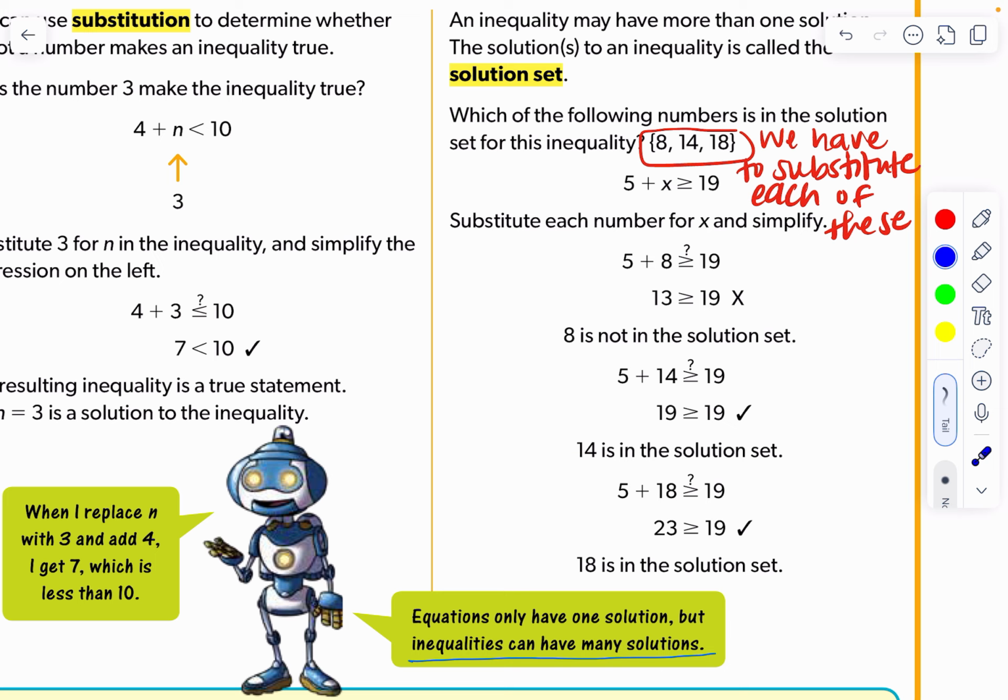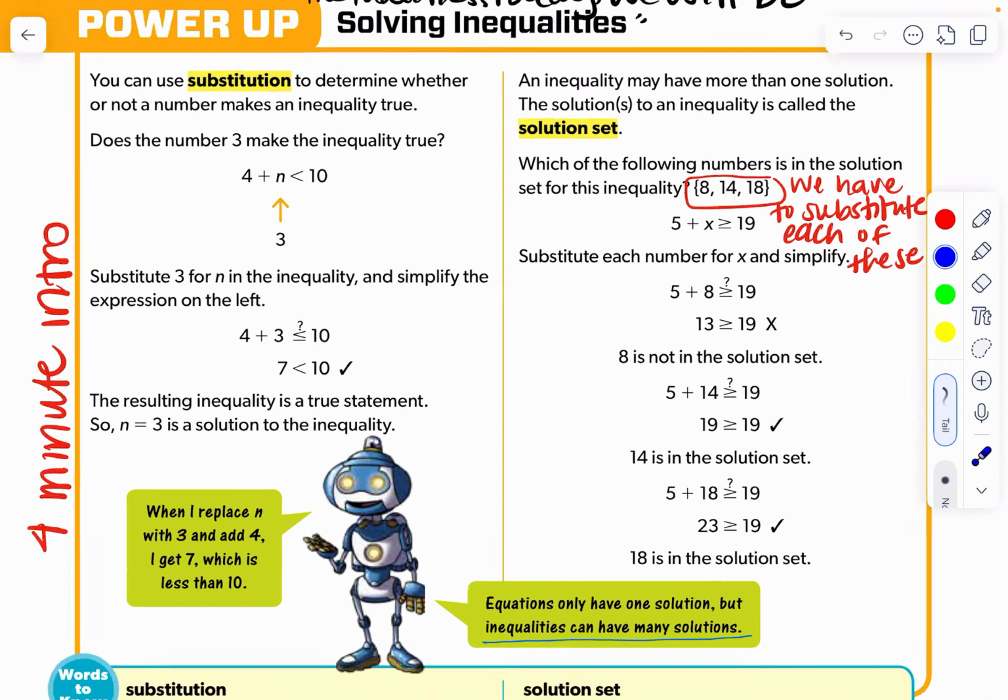Then the last one we are going to do is 18. Again, instead of doing 5 plus x, we are going to substitute 18 for x. So we're going to do 5 plus 18 and ask ourselves, is 5 plus 18 greater than or equal to 19? When we do 5 plus 18, we get 23. Is 23 greater than 19? Yep. This works. So 18 is in the solution set.